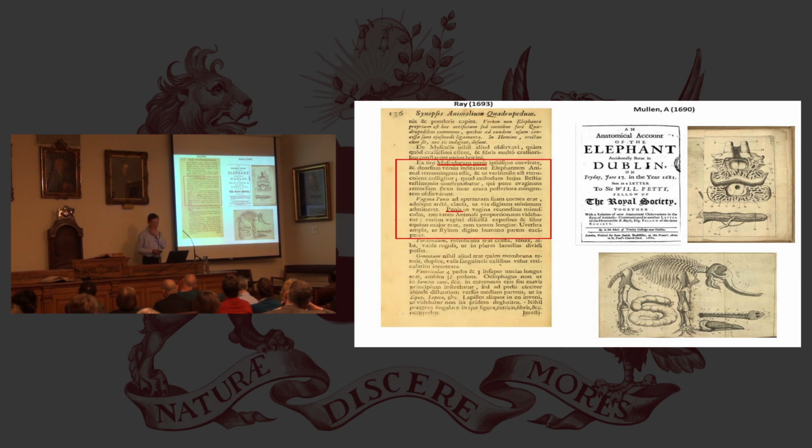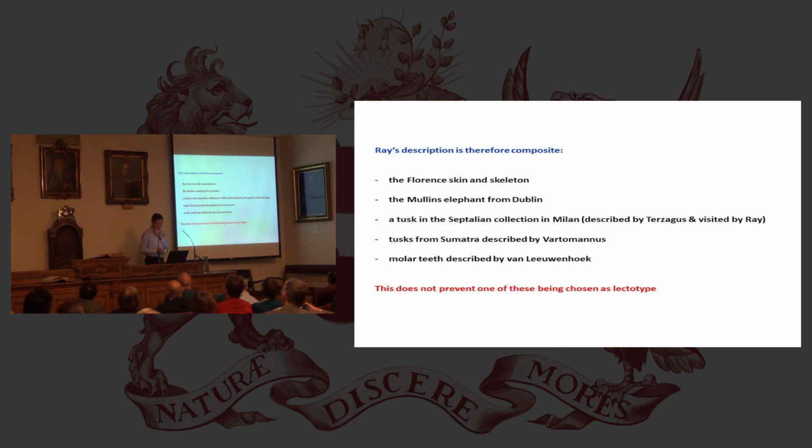You can see that from the tusks, and Mullin even had the foresight to illustrate the penis, which is shown at the bottom of that there. So that explains why Ray was able to describe the penis. It doesn't mean that the Florence elephant had one, so that's all right then. So, in fact, what Anna Marie and David were able to show is that Ray's description was very composite. He brought together facts about elephants that he'd seen in Florence, the Mullin elephant from Dublin.